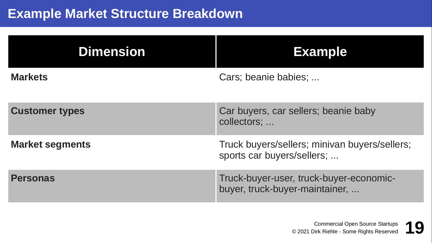So there are the trucks, and hence there are truck buyers and sellers, dealerships, minivans, sport cars, etc. And within that scenario, within each market segment, again, then you have personas. So you have the user, who may also be the buyer of a truck, doesn't have to be the economic buyer, because companies buy cars to have a fleet of cars they operate, and so there could be all kinds of variations in these personas and how they correlate.